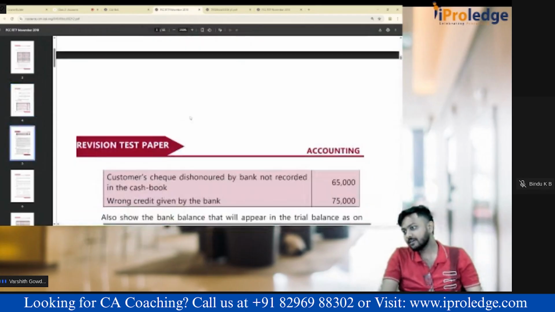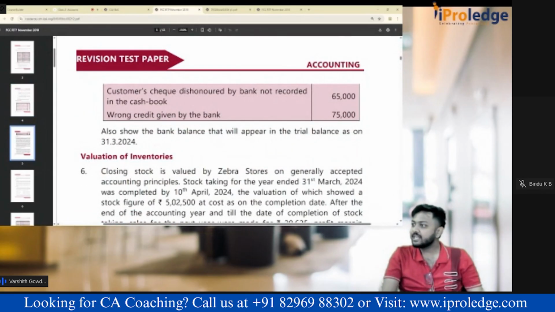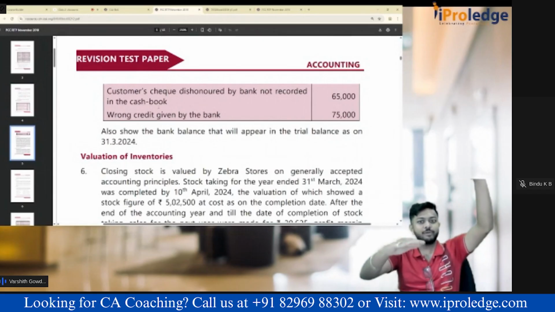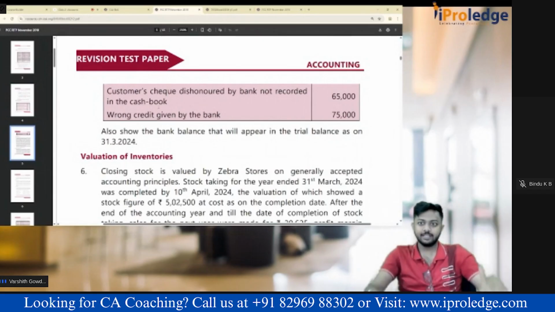Then customer check dishonored by the bank, not recorded in the cash book. So cash book is more, passbook is less. We are supposed to subtract. So credit side. Wrong credit given by the bank, it will go to BRS.